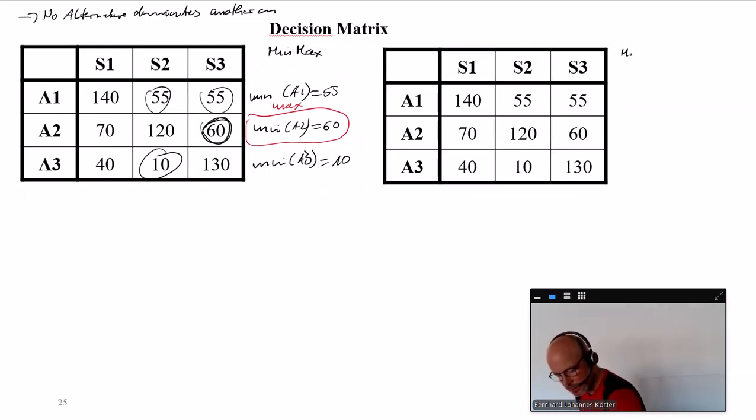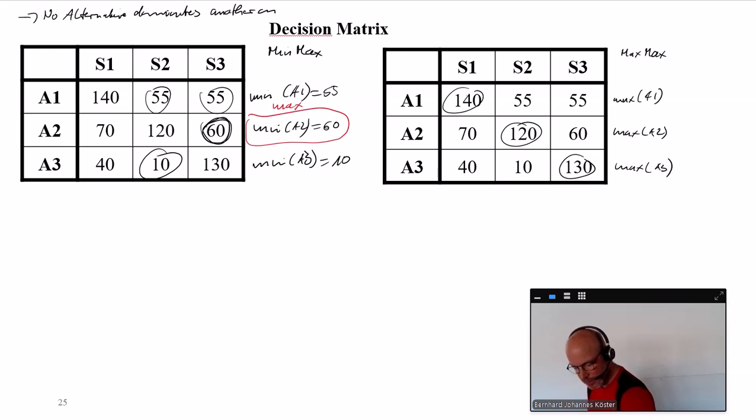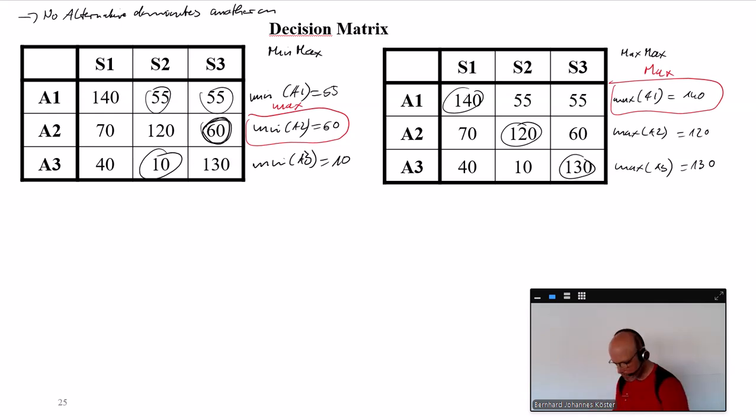So the second one, max-max. Then of course we look at all the diagonal elements, A1, A2, A3, and this is 140, 120, and 130. And we have here the maximum.